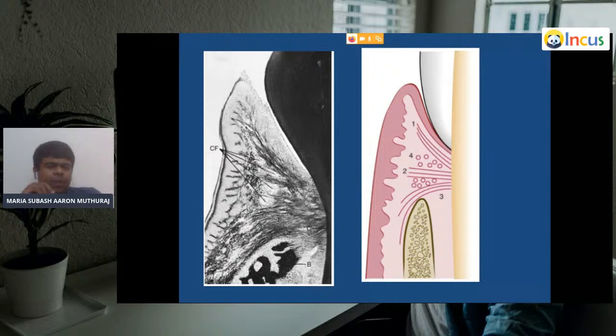The round part number 4 denotes the presence of circular fibers. These circular fibers help in the bracing of the marginal gingiva towards the tooth surface. These are all the primary gingival fibers. First are the dentogingival fibers, next are transseptal fibers, and circular fibers. Transseptal fibers are involved both in the gingival fibers as well as the principal fibers of the periodontal ligament.